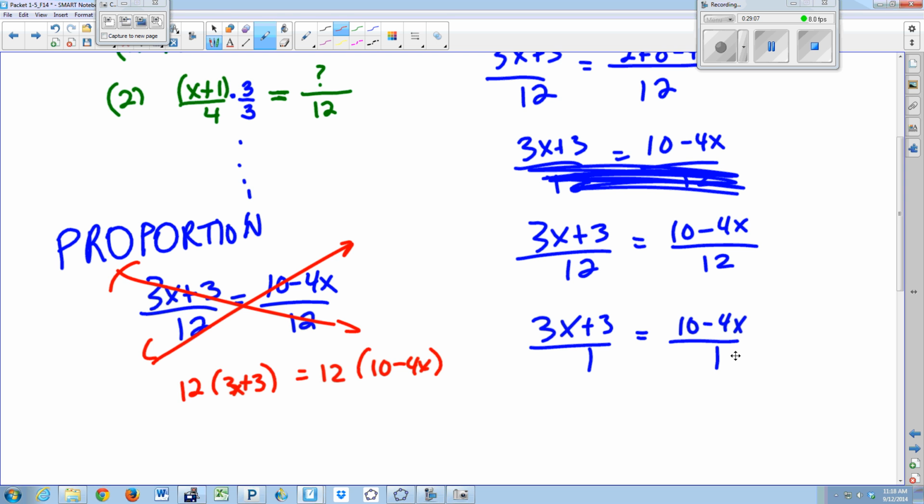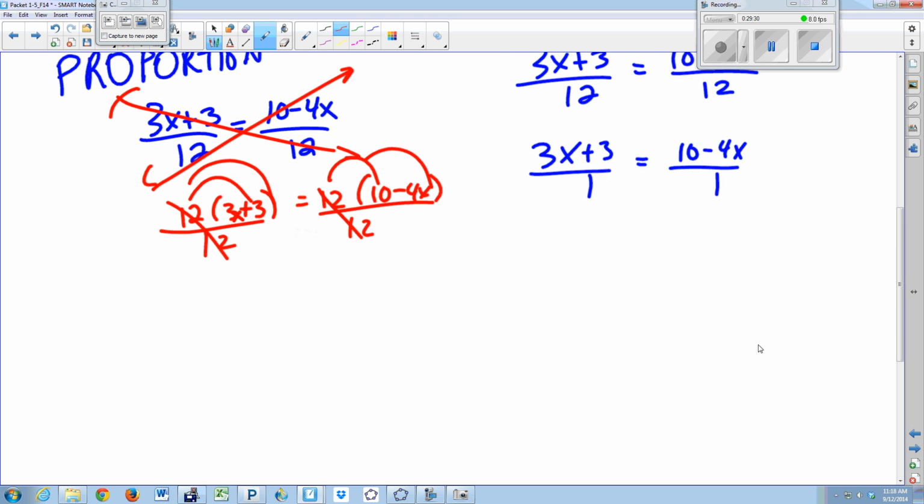Yeah. So you have a choice. You can make more work for yourself and distribute this on both sides, or you can just say, I'm getting rid of that 12. And lo and behold, guess what we get? 3x plus 3 equals 10 minus 4x. The 12 is irrelevant at this point. Totally irrelevant.